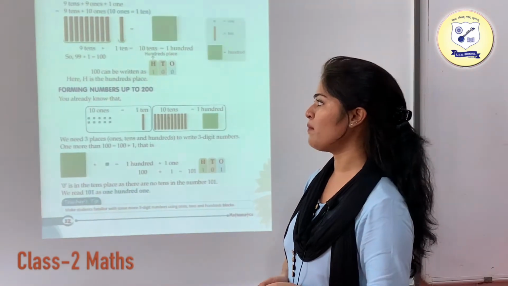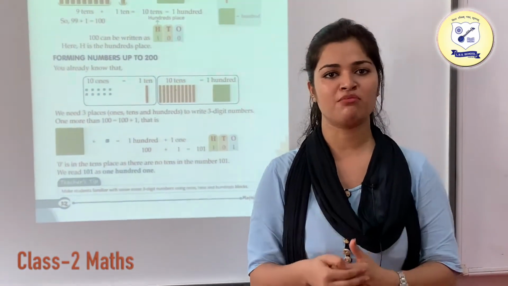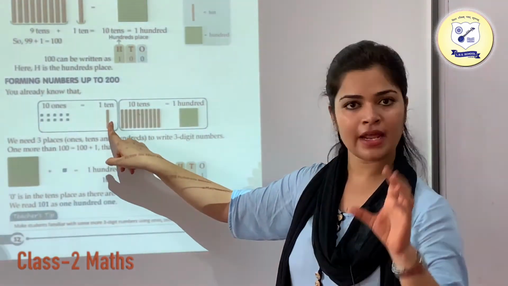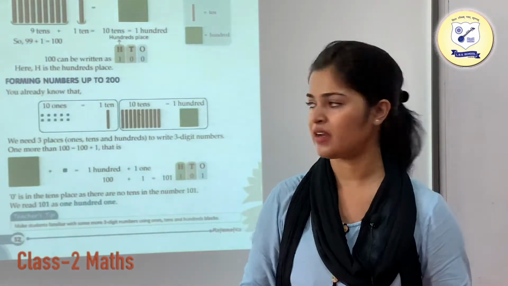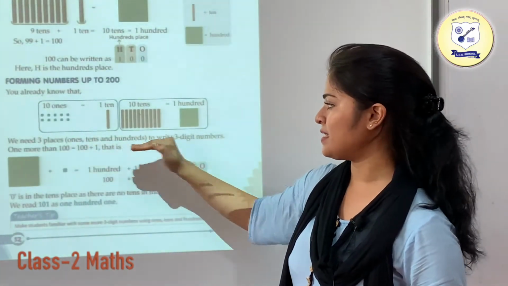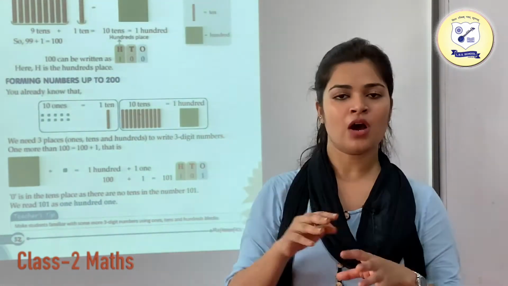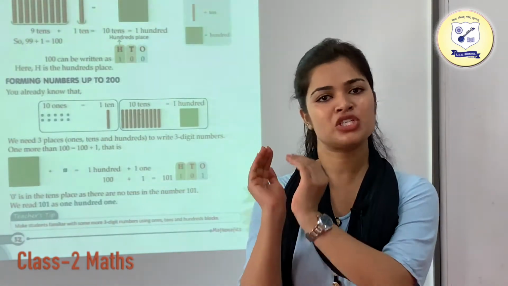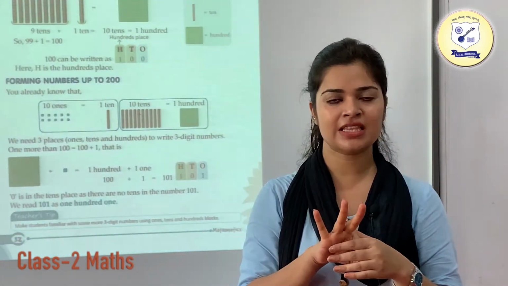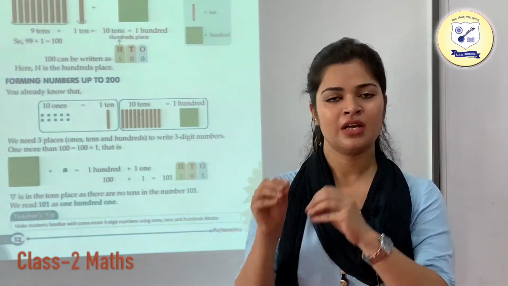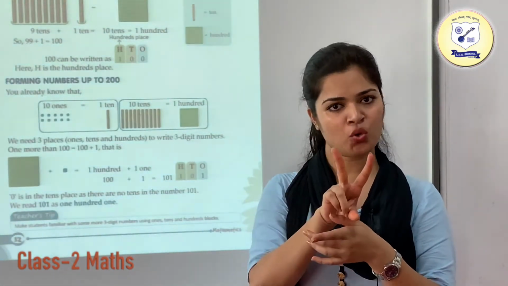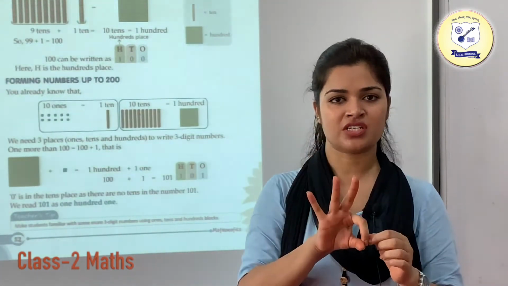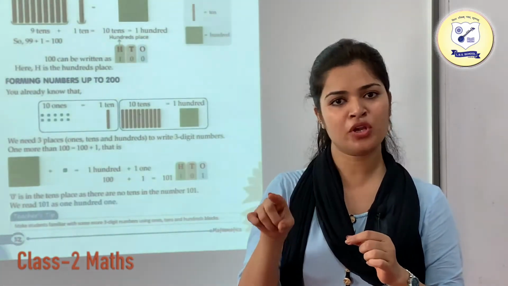Now forming numbers up to 200. Now we are going to read about the numbers up to 200. So you already know that 10 ones is equal to 1 ten and 10 tens is equal to 100. We need 3 places, ones, tens, hundreds, to write a 3-digit number. Now as we know, if you are having 2 digits in a number, that is known as a 2-digit number, and if you are having 3 digits in that number, then that is a 3-digit number. Like you are having 99, since we are having 2 digits in that number only, that is a 2-digit number. And in 100 we are having 3 digits, 1 0 0, so that is a 3-digit number.